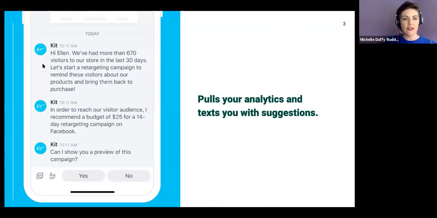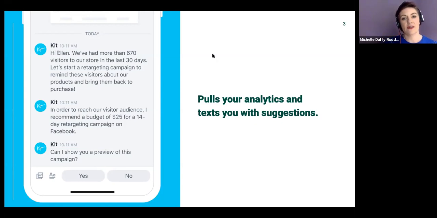So Kit pulls the information out of your Shopify store and says, you know, we've had more than 670 visitors to our store in the last 30 days. Let's start a retargeting campaign to remind those visitors about our products and bring them back. So some people are installing a Facebook pixel so that website visitors can be captured and you can advertise to them later. But then it's so overwhelming to think about how to sit down and create that ad that they never use it. Whereas Kit is saying, look, this is how many people came onto your shop, because it's pulling that straight out of your Shopify analytics. And it's taken 30 days as a good snapshot of what's happening.